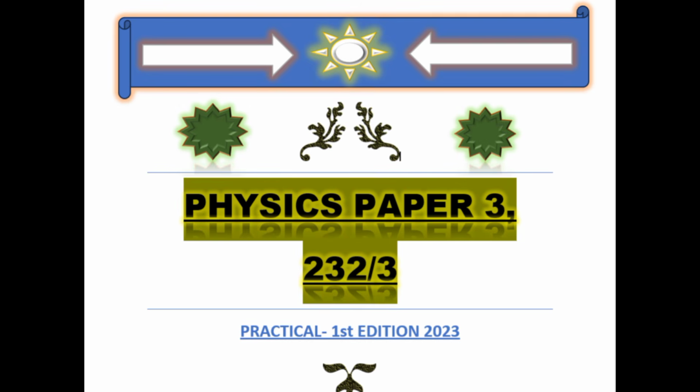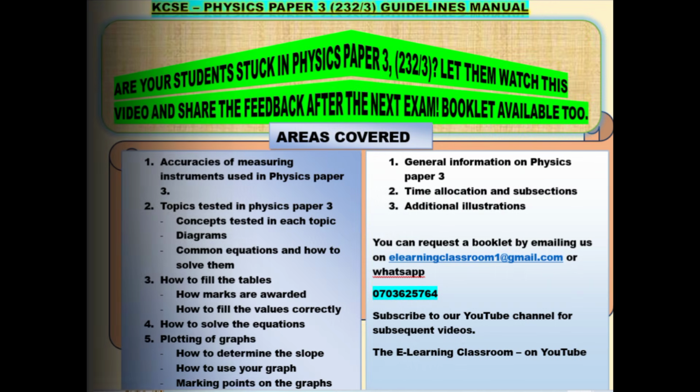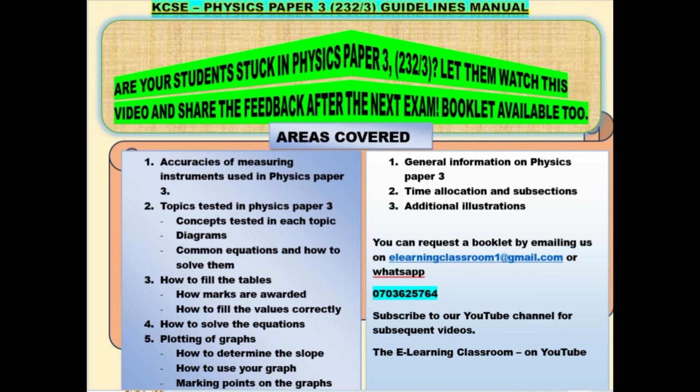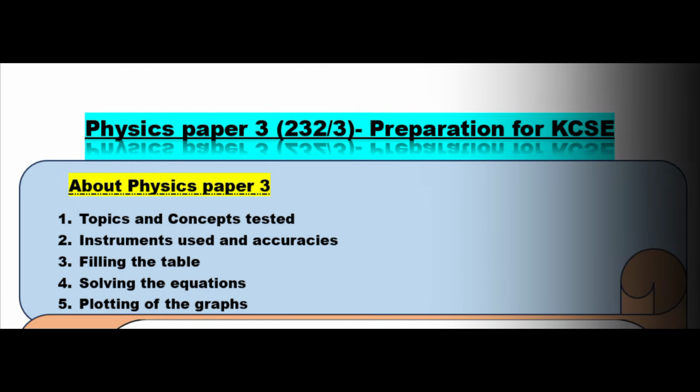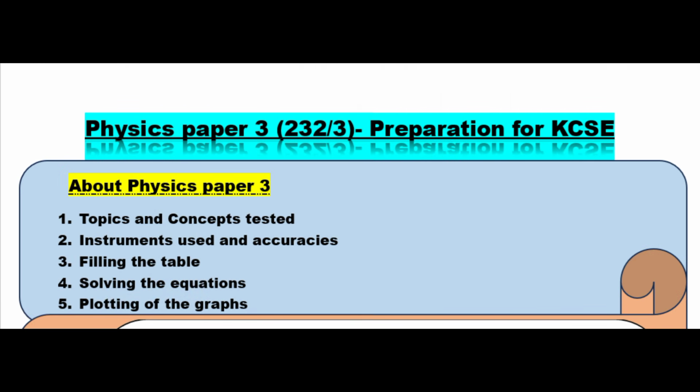So today we'll be focusing on physics paper 3, that is code 232/3. And in today's video we'll focus on preparation for KCSE in physics paper 3, and we'll be having 5 areas which we'll be focusing on. The first area is topics and concepts tested in physics paper 3. We have the instruments used and their accuracies, how to fill the tables, solving of the equations, and lastly we'll be looking at how to plot the graphs.